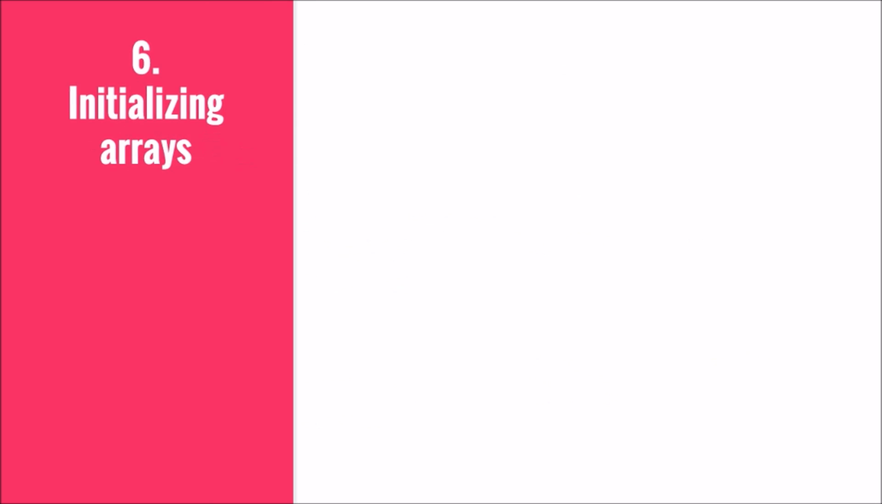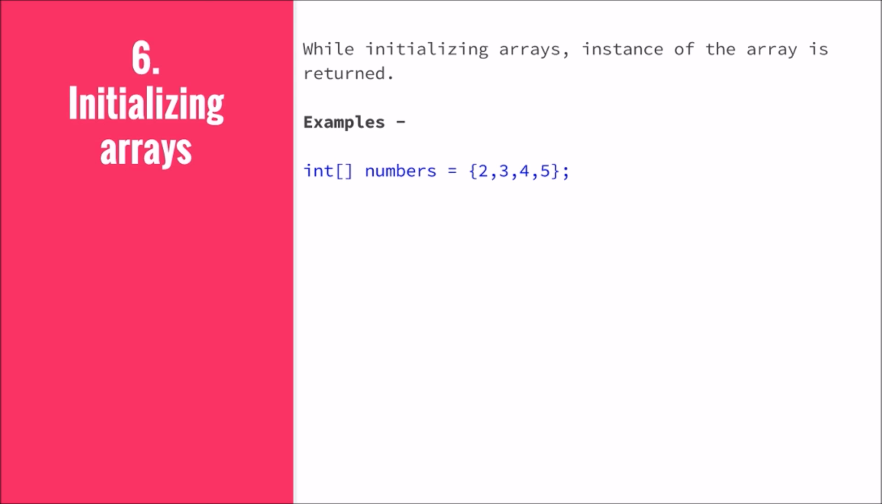What is the sixth way? The sixth way is using arrays. This is also a very common way. When you declare and initialize any array, an instance of the array is automatically created. For example, we are saying int array numbers equals 2, 3, 4, 5. Internally and implicitly it will create an instance of the int array and assign it to numbers. Similarly for String you can do the same. I'm creating an array of 3 names, and these 3 names will create an instance of the array and it will be assigned to the variable called names.